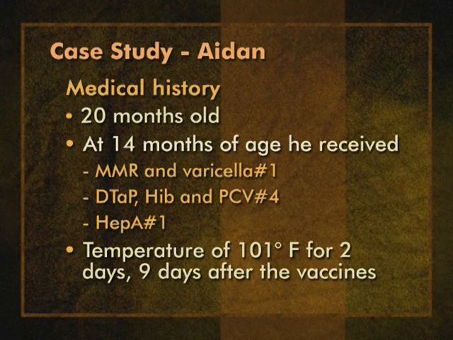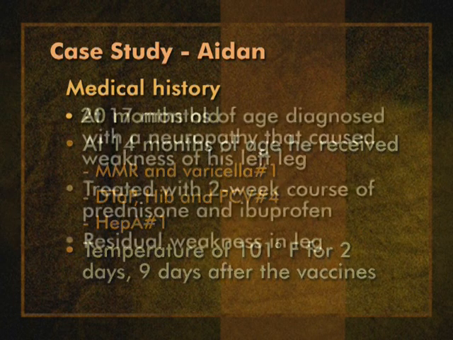Aiden is 20 months old and is an established patient in your practice. Aiden received MMR number 1, varicella number 1, DTaP number 4, Hib number 4, PCV number 4, and hepatitis A number 1 at 14 months of age. Aiden's mother reports that he developed a temperature of 101 degrees for 2 days, about 9 days after the vaccines. He had no other symptoms and did not require medical attention.